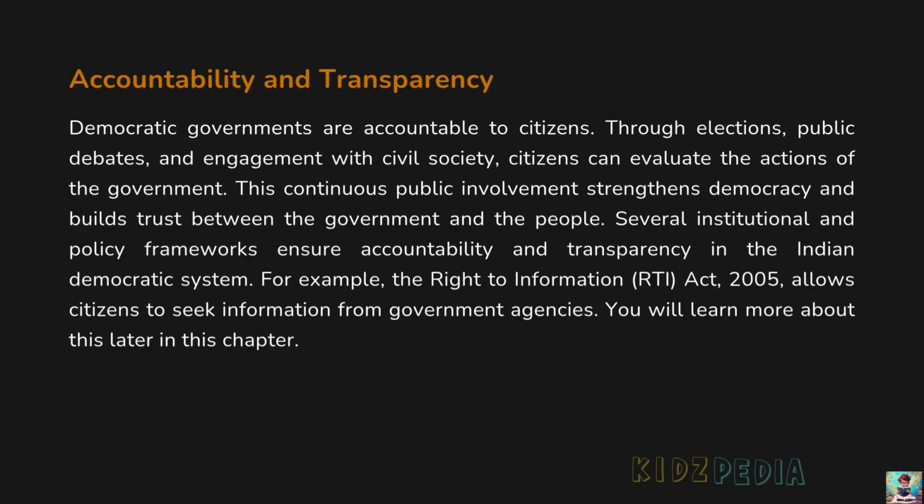Several institutional and policy frameworks ensure accountability and transparency in the Indian democratic system. For example, the Right to Information, that is RTI Act 2005, allows citizens to seek information from government agencies. You will learn more about this later in this chapter.